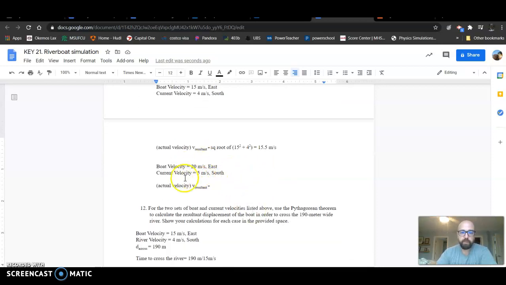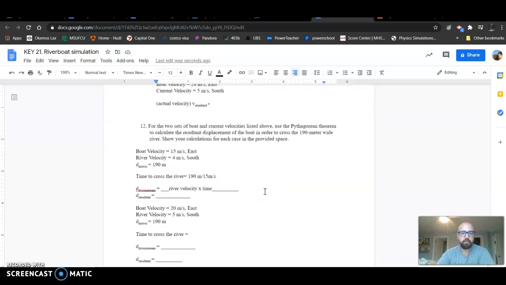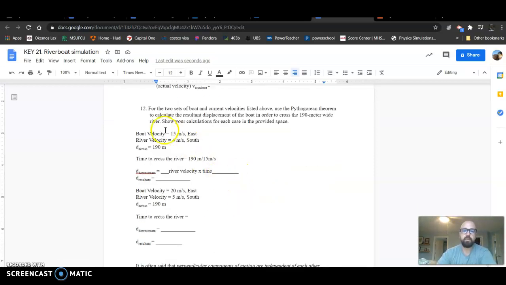I'm going to put this one in the key. I'm not going to solve it right now for us because we just do the exact same thing. So square root of 20 squared plus 5 squared. And so we'll put that in a minute. But then I wanted to look at this one because these last two were the same.